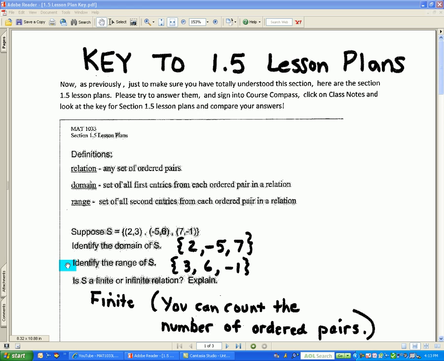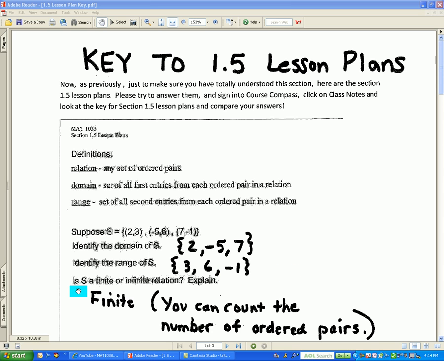Next question asks us to identify the range of S, and by definition, range is the set of all second entries, i.e. the output. So we have the set brackets, and the range would be the numbers 3, 6, -1. Again, remembering order does not matter.